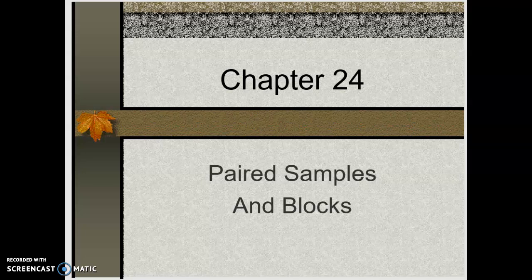Alright, in this chapter we're going to talk about paired samples and blocks. Still two sets of data where we're going to be interested in mean values, but a little bit different than chapter 23. So let's go explore the differences.